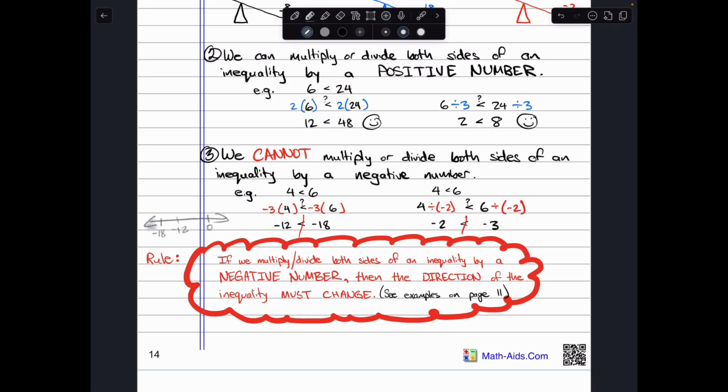And if you're more visual, this one's easier to draw on a number line without skipping numbers. Say I have 0, -1, -2, -3. Notice that -2 is actually greater than -3. So, again, this isn't a proof, but take my word for it. Write this rule in your notes. If we multiply or divide both sides of an inequality by a negative number, then the direction of the inequality must change.